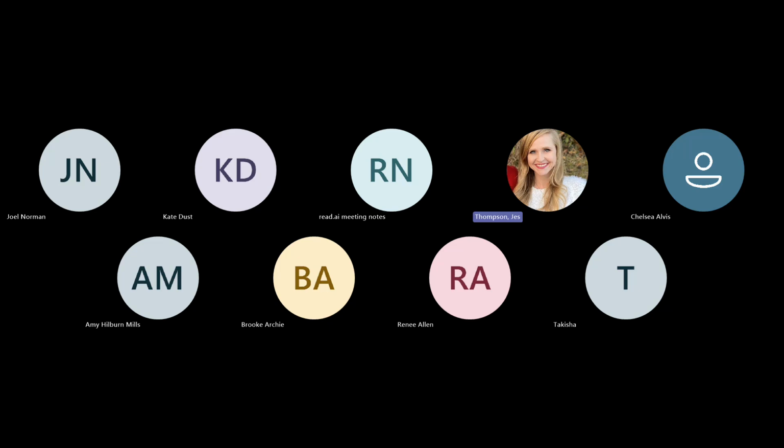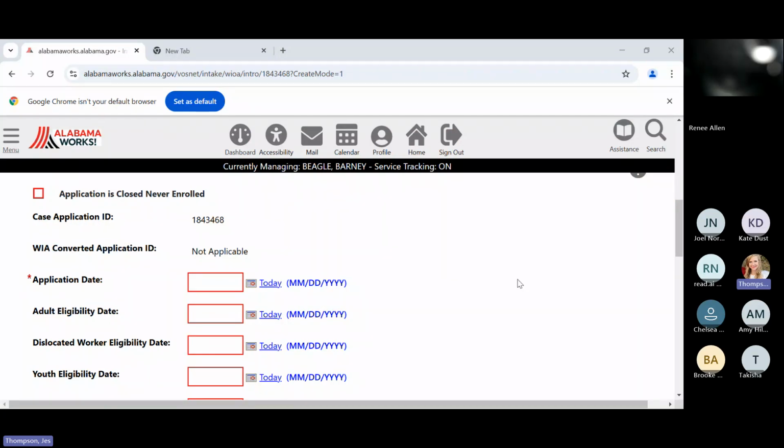All right. Another side note, if things have an asterisk by it in AlabamaWorks, please make sure you enter something in. If you do not, the system will give you a red message at the top and it'll take you back to where the information has not been entered.